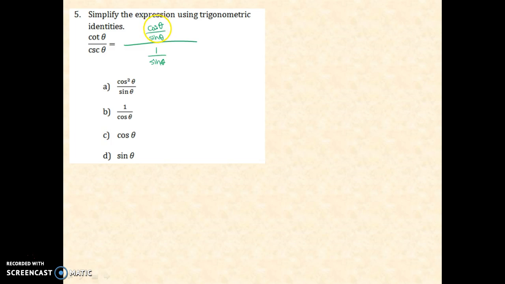And then if you remember, dividing is the same as multiplying by the reciprocal. So cosine of theta over sine theta divided by 1 over sine theta is the same as cosine theta over sine theta times the reciprocal of 1 over sine theta, which is sine theta over 1. And then you can see that the sine thetas will cancel out, and you get cosine theta over 1, which is cosine theta.